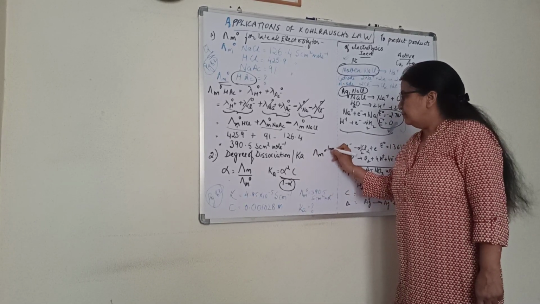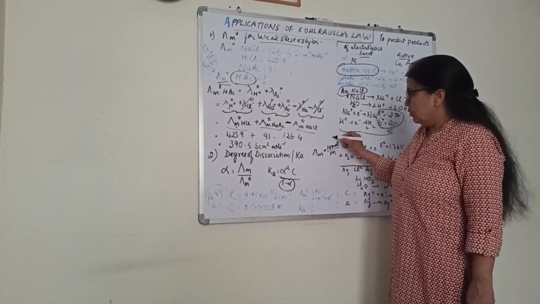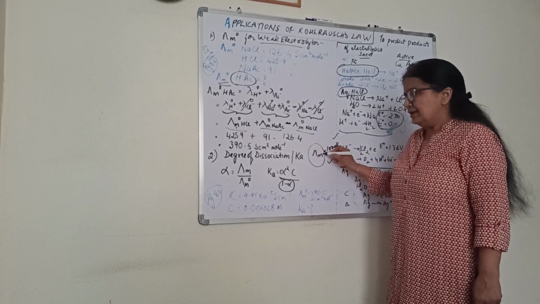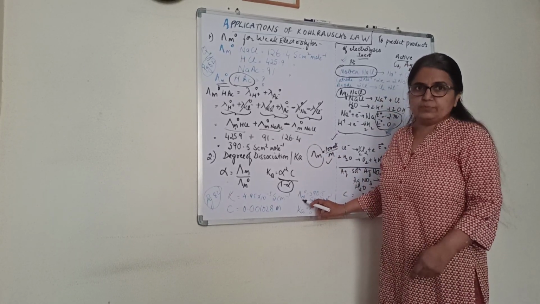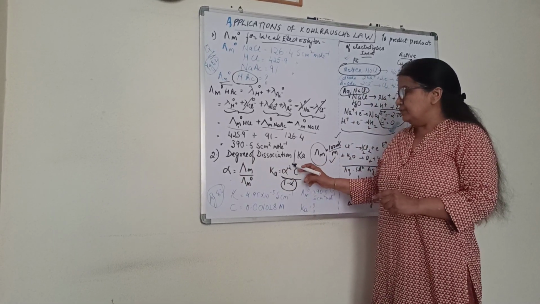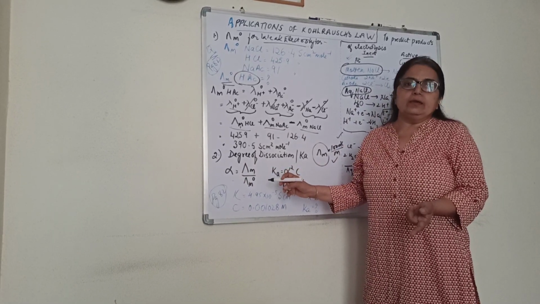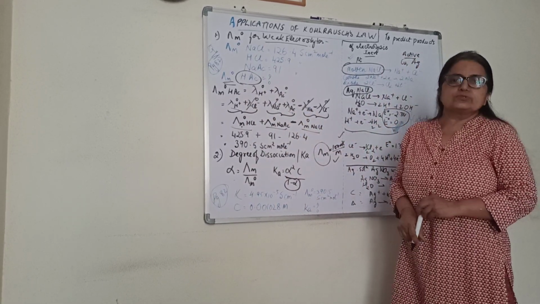We know lambda m is equal to 1000 kappa by molarity. We know kappa and molarity, we will get lambda m value. Then lambda m divided by lambda m naught, which is given to us, we will find alpha. After you find alpha, you know alpha square c will give you Ka. So these two applications are there of Kohlrausch law.